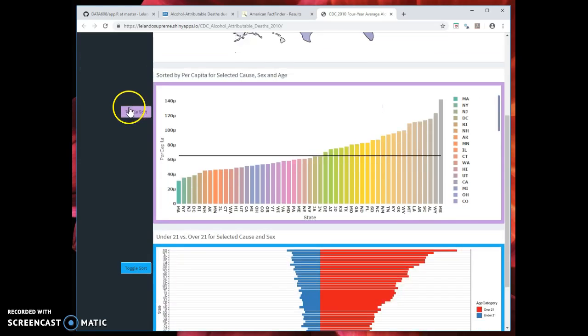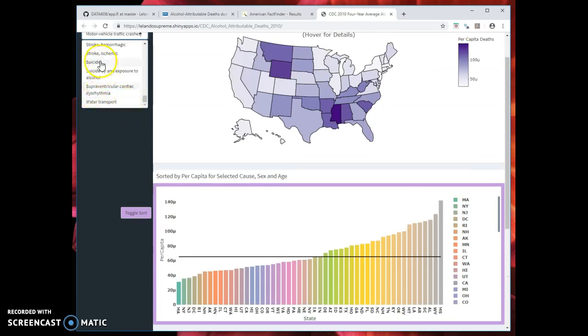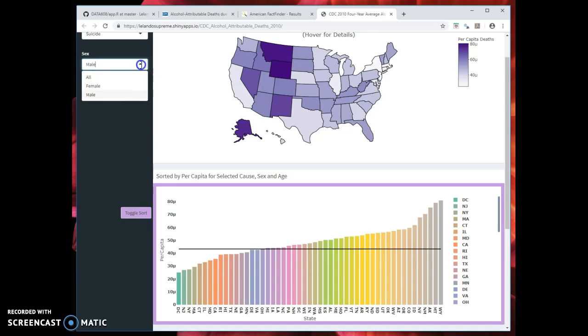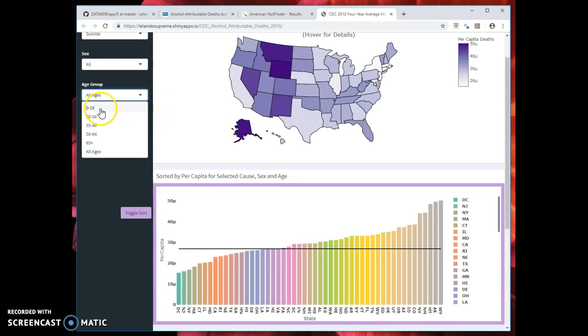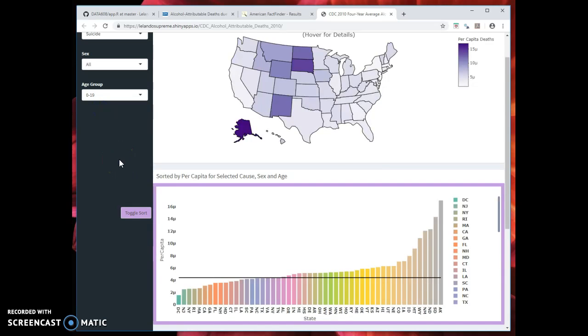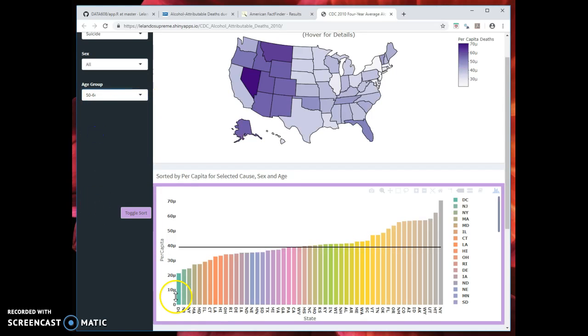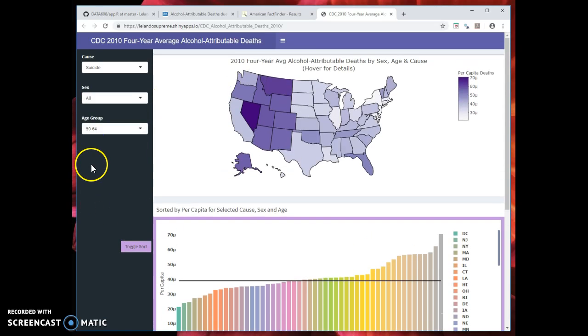We could look at suicide. For this, I'm going to look at all sex. But then I'm going to look at the various age ranges. When we look at 0 to 19, our scale goes 0 to 16. If we look at 50 to 64, our scale goes 0 to 70. So suicide is much more common amongst 50 to 64-year-olds than it is 0 to 19-year-olds.